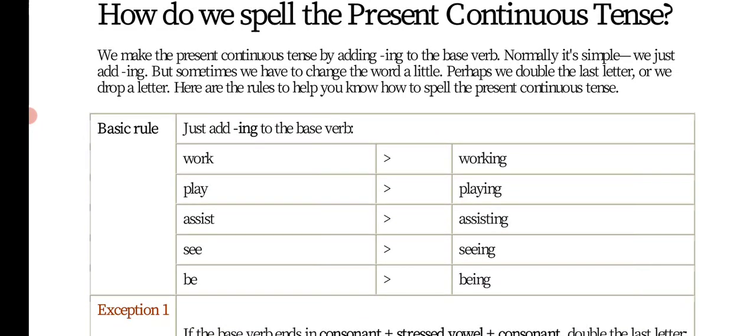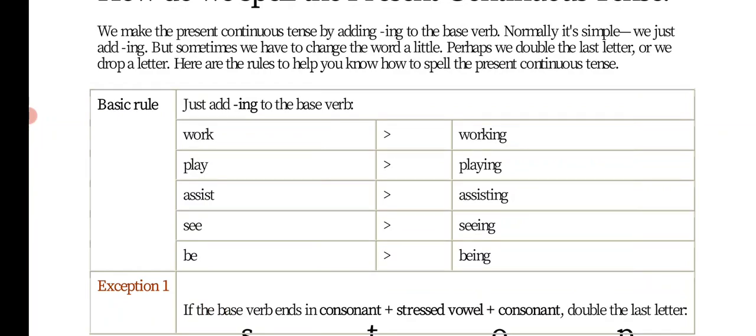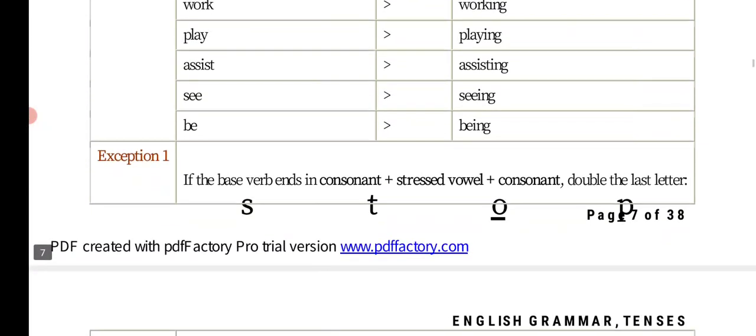The basic rule is how we spell the present continuous tense. We make the present continuous tense by adding the ing form to the base verb, to the main verb. Let's look at the example. Work, working; play, playing; assist, assisting; see, seeing; be, being. That's how we change. This is the exception here. We'll discuss this later.